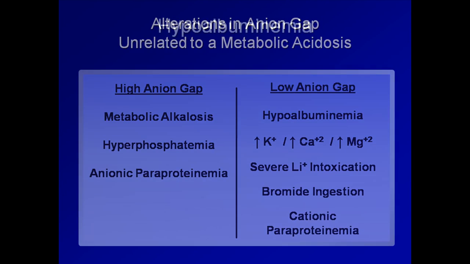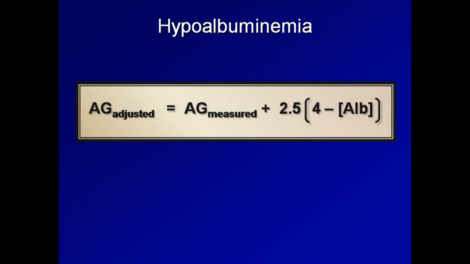As hypoalbuminemia is the most common cause of a low anion gap, a formula has been empirically developed in an attempt to adjust the anion gap to account for it. The equation for this is as follows. The adjusted anion gap in milliequivalents per liter equals the measured anion gap plus 2.5 times 4 minus the albumin as measured in grams per deciliter. The reason to adjust for hypoalbuminemia is to prevent missing mild anion gaps.